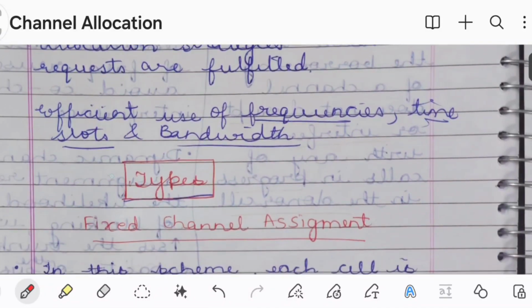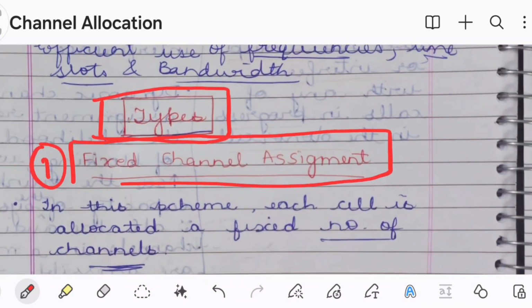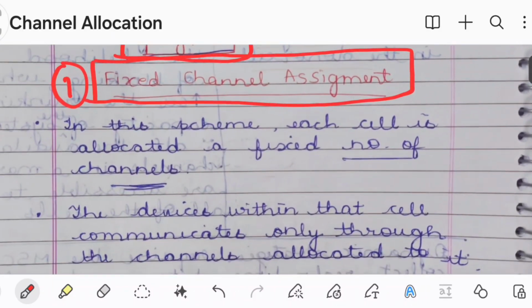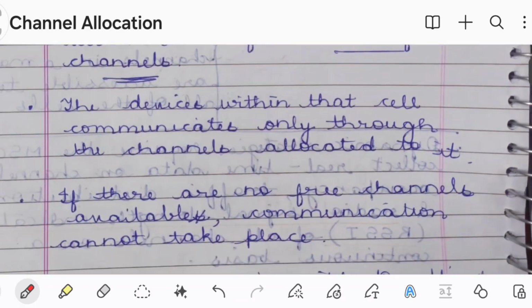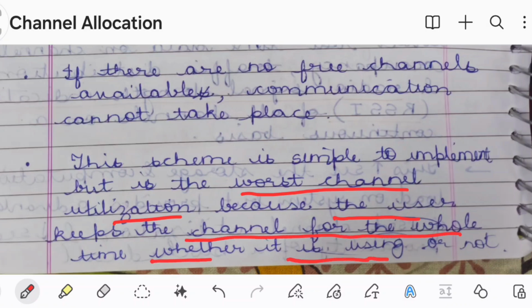So now what are the types of channel allocation strategies? The first one is fixed channel assignment. In this scheme each cell is allocated a fixed number of channels. The devices within that cell communicate only through the channels allocated to it. If there are no free channels available, communication cannot take place. This scheme is simple to implement but has the worst channel utilization. Why? Because the user keeps the channel for the whole time, whether it is using it or not.